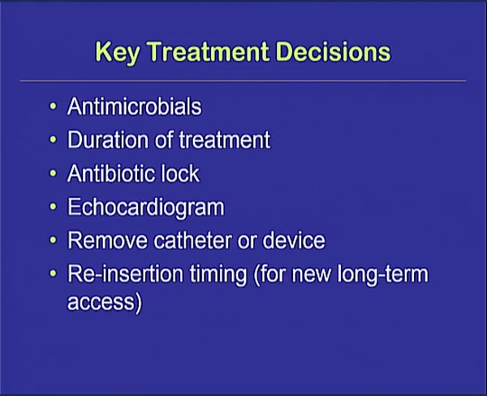If you look at the guidelines, there are 6 key treatment decisions you have to make when you decide to treat a line-related infection. This should be less and less of an issue in your institutions because you should see fewer bloodstream infections, but the ones you see are probably in more complicated patients. The first decision is what antimicrobial to give, then how long to give it, whether to use an antibiotic lock, what to do about echocardiograms, and then when to remove the device and when you can reinsert it, particularly important for things like hemodialysis catheters.